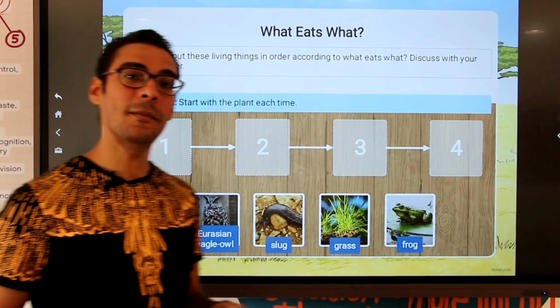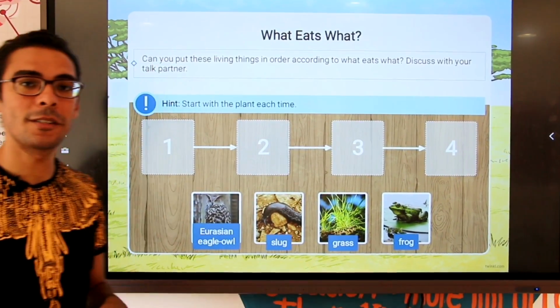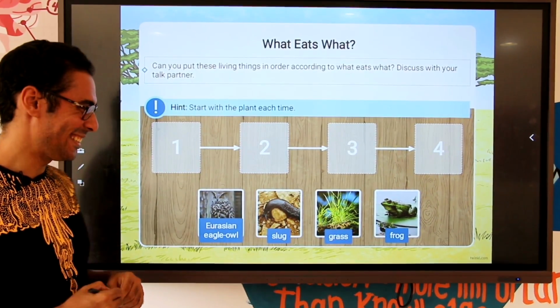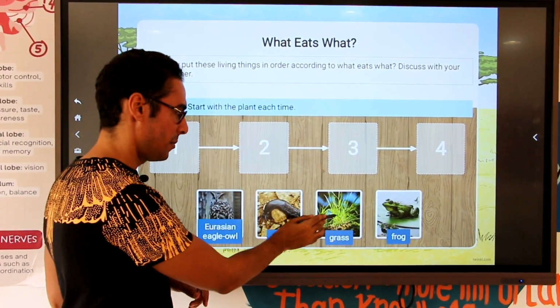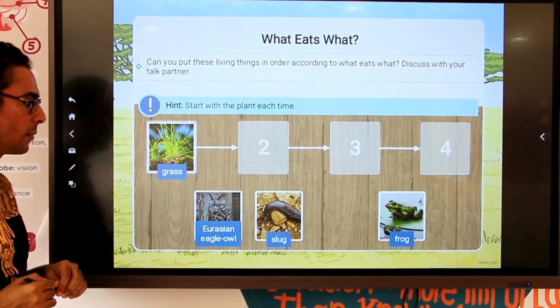The next ecosystem that we have is different. We have here some food chain members and we need to classify them. Would you help me? Let's get started. The first thing is the grass. It must be at the beginning of any food chain.